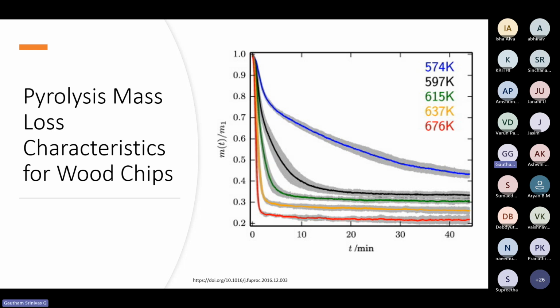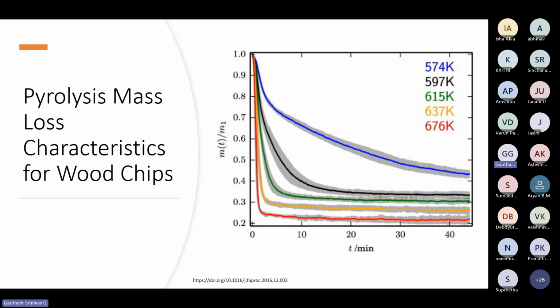So what are the mass loss characteristics for wood chips at different temperatures? You can see from 574 Kelvin till 676. So these are the mass loss characteristics. One means 100% of the mass is available. At lower temperatures, the mass loss is gradual. There is a fast reduction initially because of the moisture. The moisture is released, some amounts of volatiles are released, and after that it is very slow, and it reaches about 50% mass loss.